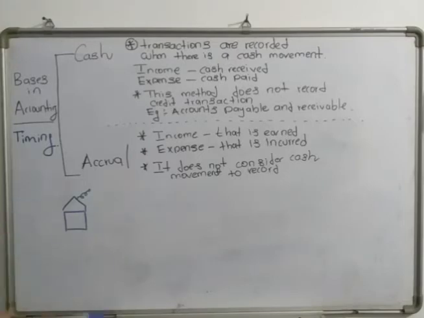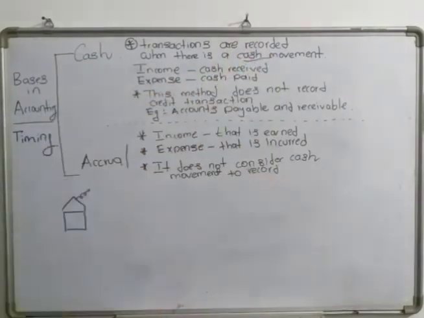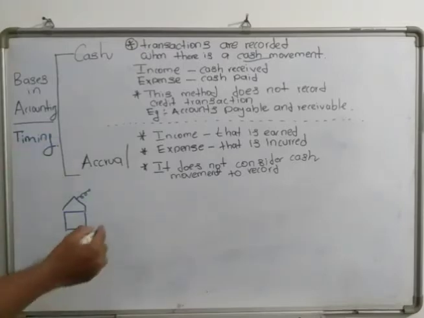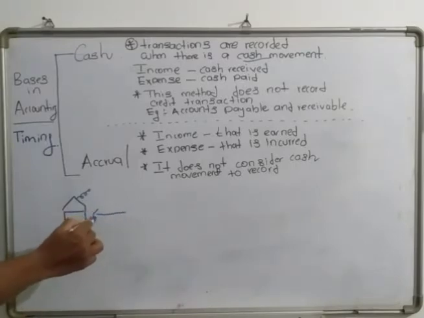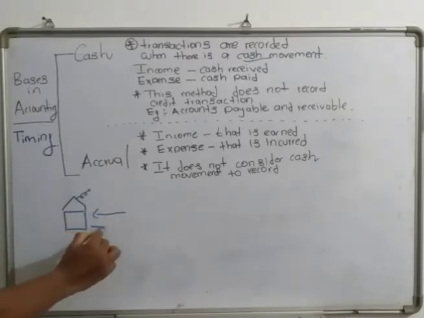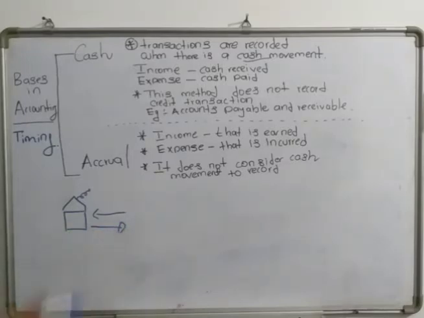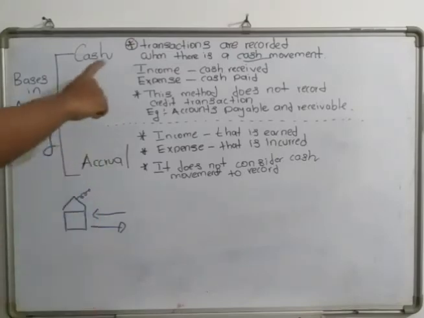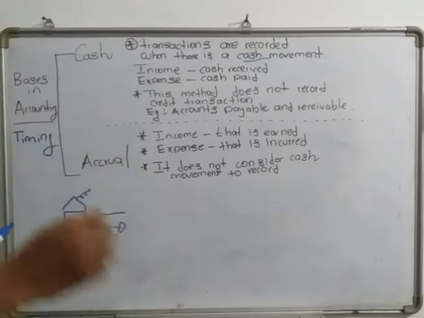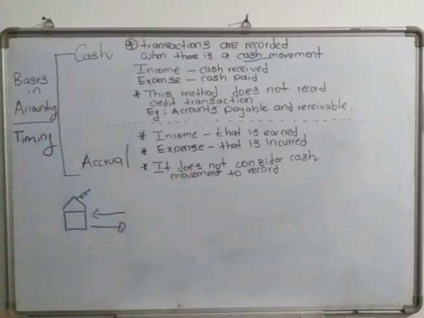Under cash basis, you are going to record your transaction when there is a cash movement. When there is a cash movement only, you are going to record your transaction. Either you should receive cash or you should pay cash. In order to record an income in your book of accounts, you should have received your cash. Until you receive your cash, you are not going to record that income in your books of accounts.